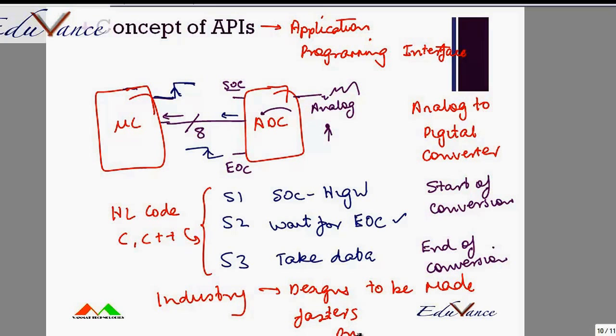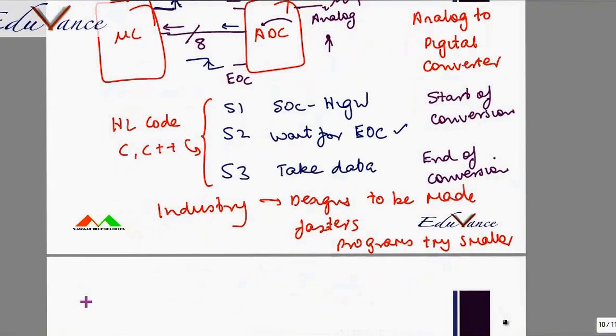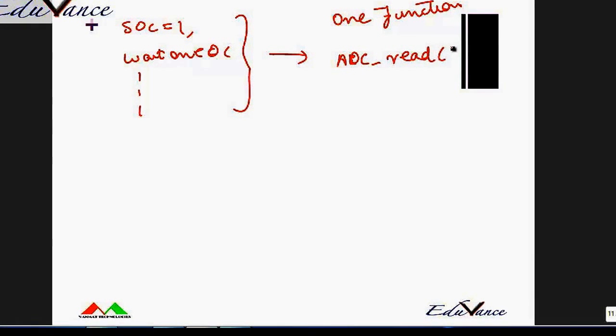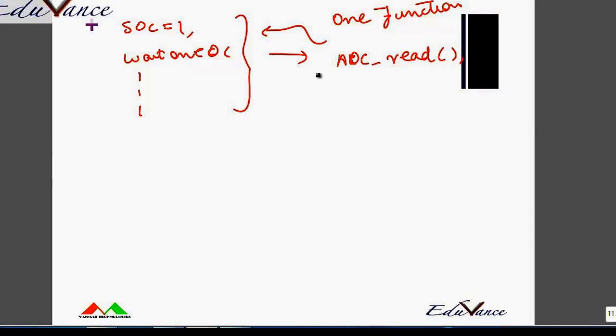So in industry, they want designs to be made faster. Hence, they try to make programs smaller. Okay. So what they've done is, in my program, instead of having SOC equal to 1, then wait on EOC, and then reading the data, all of this you just convert it into one function called, for example, ADC underscore read. So this function would in effect do all of this.